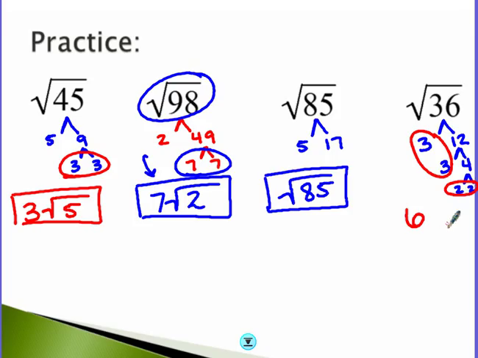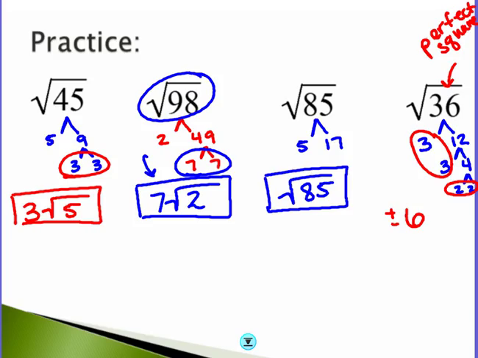6 is my answer. And that's why some of y'all were like, well, do you even have to do all this work? Because what is 36? 36 is a perfect square. So if you know it's a perfect square, you don't need to break it all up like this. Okay, you should just know if it's 36, it turns into 6. But we also know that it's a positive or a negative 6. Okay? Positive or a negative 6. Alright? So, there's your practice.